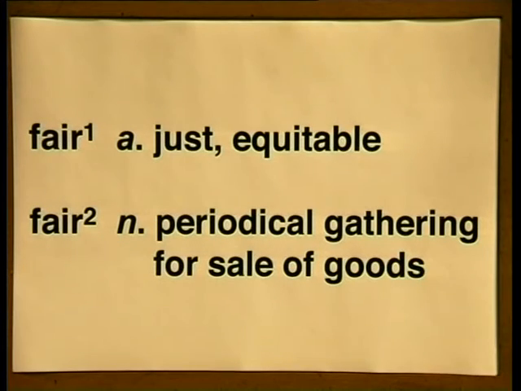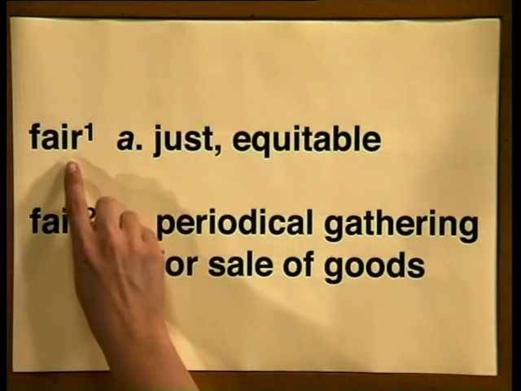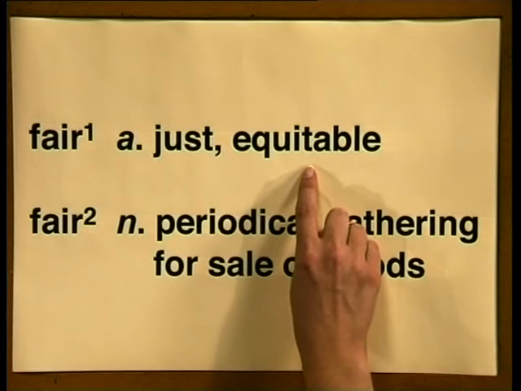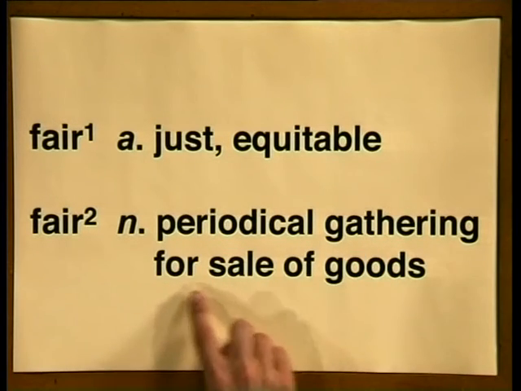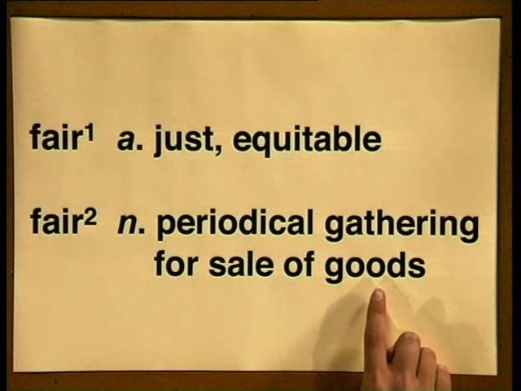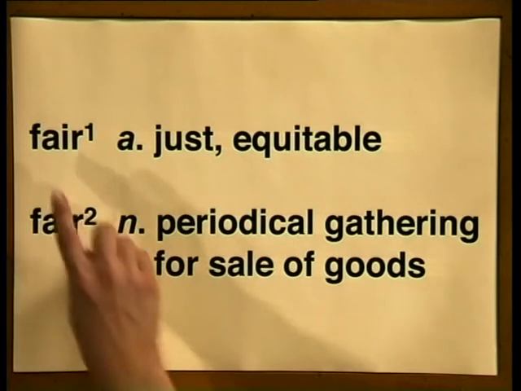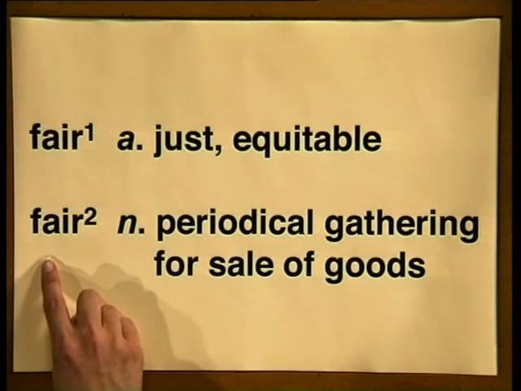Now, to work out the function of a word in a sentence, you will have to consider that word in the context of the sentence. Or, if you still need help, consult a dictionary. In a dictionary, the words will be listed like this. Fair, meaning just or equitable, or fair, meaning periodical gathering for sale of goods. In this example, the word fair has two definitions.